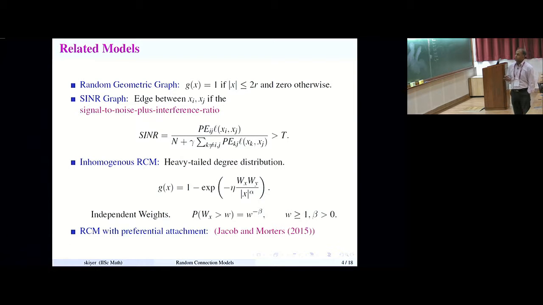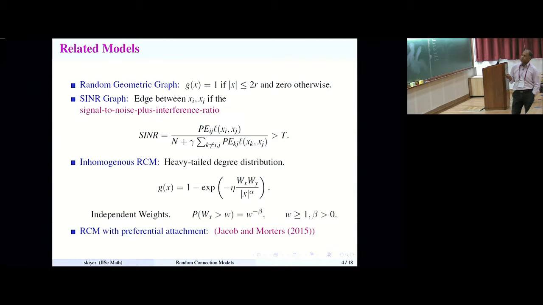Here the function g is very simple. You take any two points, you draw balls of radius r around each point, and if these balls overlap, then you draw an edge. And this is a glimpse of what happens in wireless networks. You draw an edge if the following happens.